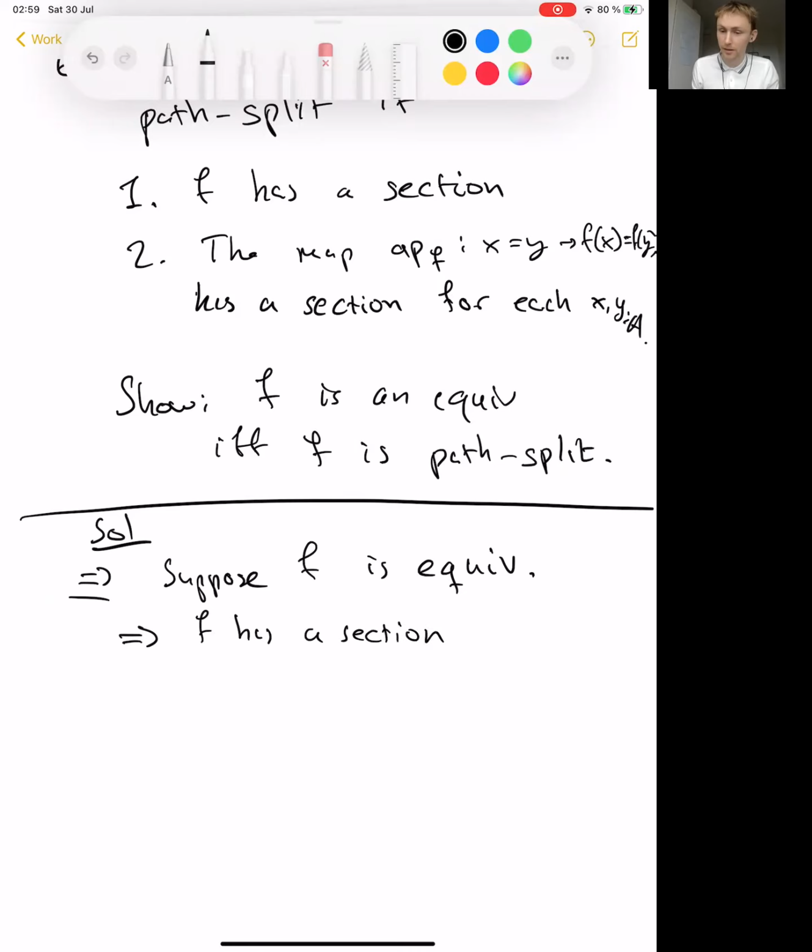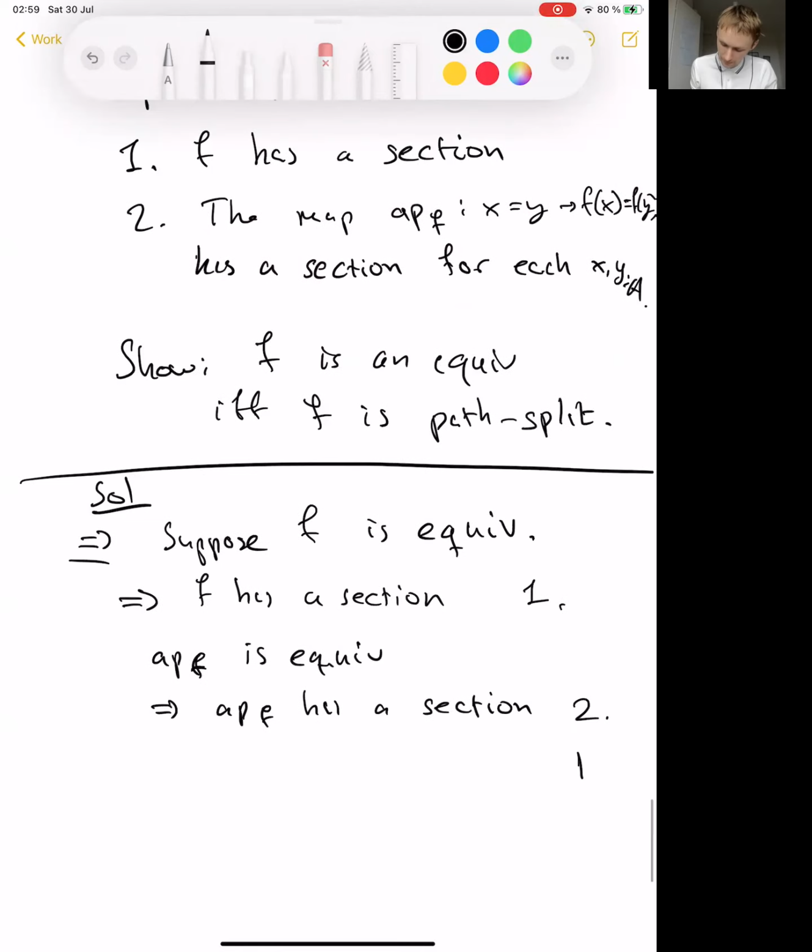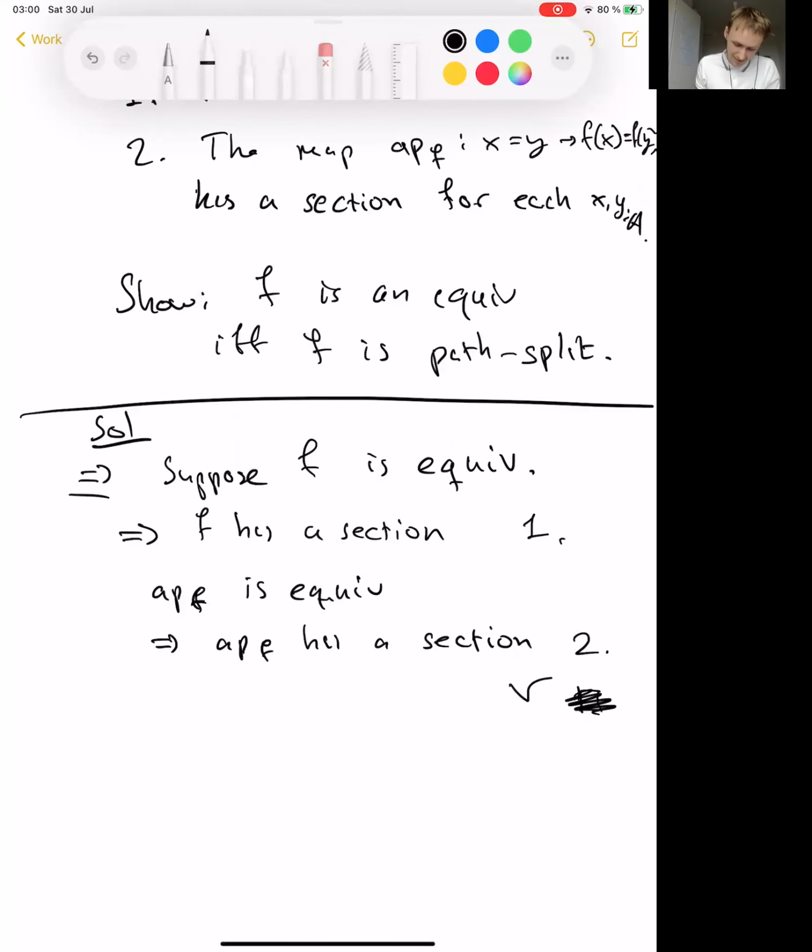Okay, so we're done with the first criterion for path splitness. And the second one was that app f has to have a section. Well, if f is an equivalence, we know that app of f is an equivalence. So also app f has a section. So that was criterion 1 and that was criterion 2. So that's it for that direction. But yeah, we're done. Check.